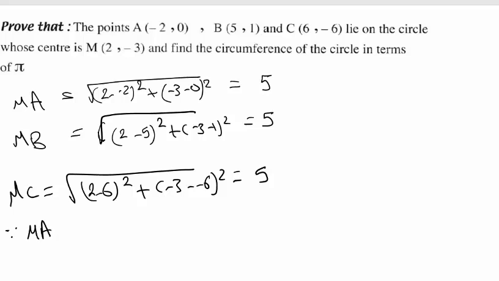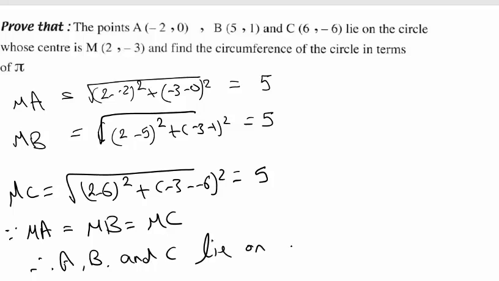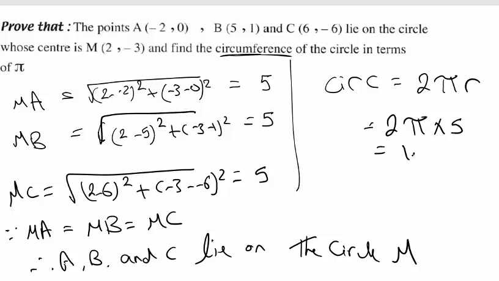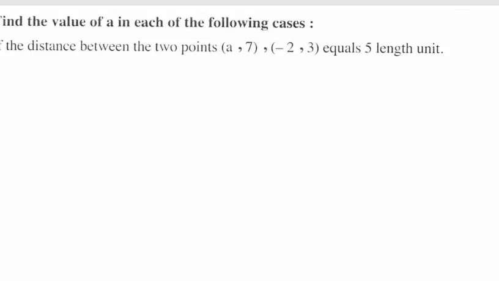So I got that. Since MA equals MB equals MC, therefore A, B, and C lie on the same circle M. The last point is to find the circumference in terms of pi. In terms of pi, this means that we don't need to calculate the value of pi. I will write the rule: circumference equals 2 pi r, so it will be 2 pi multiplied by 5, which equals 10 pi. Let's move to another example.